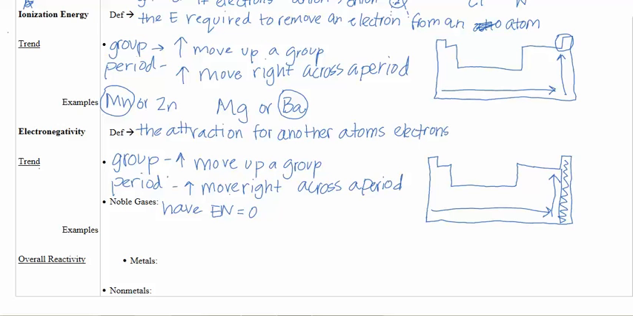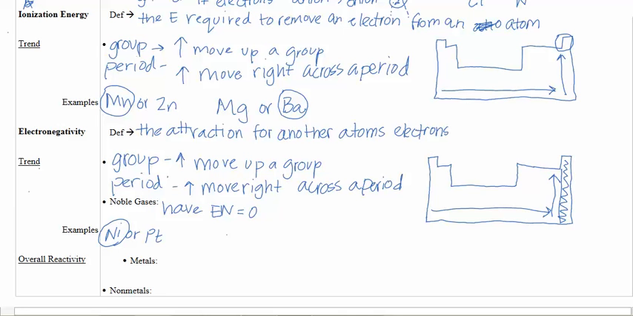So if we look at some examples, let's take a look at nickel or platinum. Which one would have a higher electronegativity between nickel and platinum? If you said nickel, you are correct. It is higher in the group, so it's going to have a higher electronegativity.